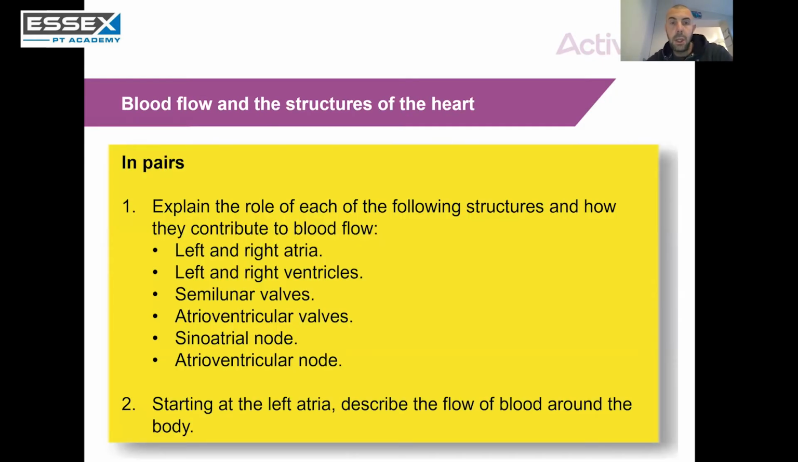So here's an exercise that you can do on your own, or if you've got someone that you're working with, and you can explain the role of each of the structures. Hopefully, the atria and the ventricles you're familiar with from level 2, or your previous studies, and you can explain the purpose of these and the valves. Starting at the left atria is the second task. Describe blood flow around the body. If you understand, starting from that point, how it goes all the way around the body and then comes back, oxygenated, deoxygenated, goes back around, then you're going to have a very good understanding of the structures and the blood flow from the heart.